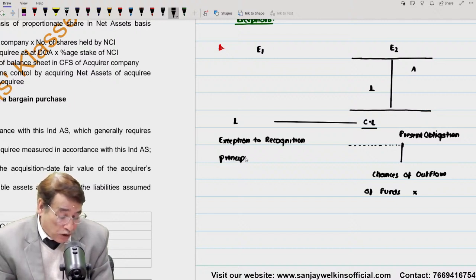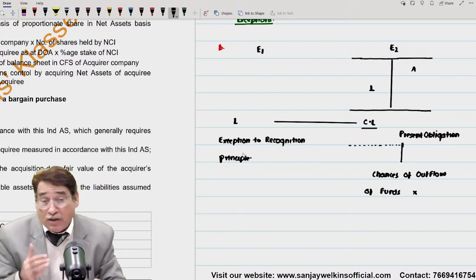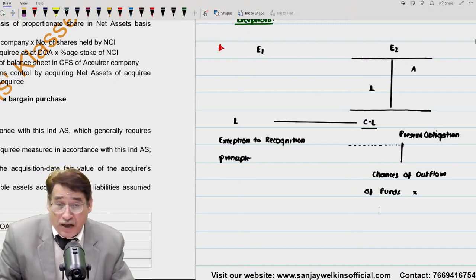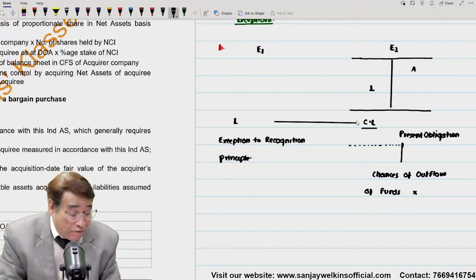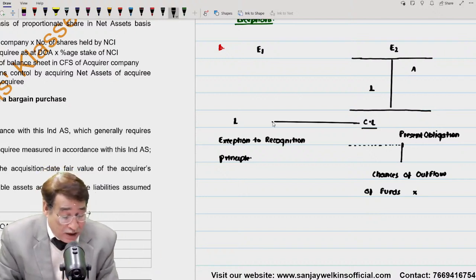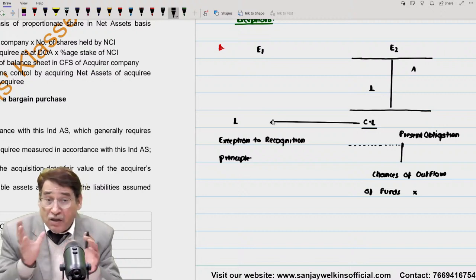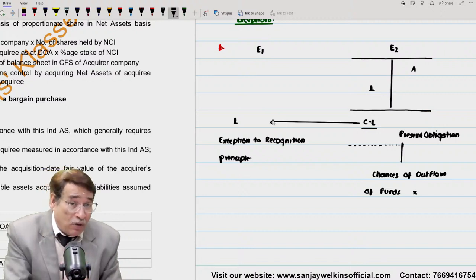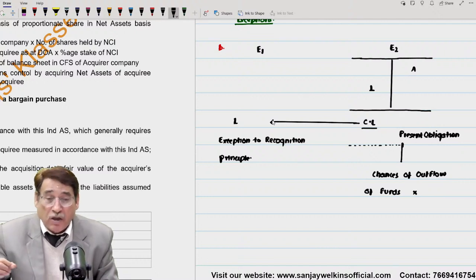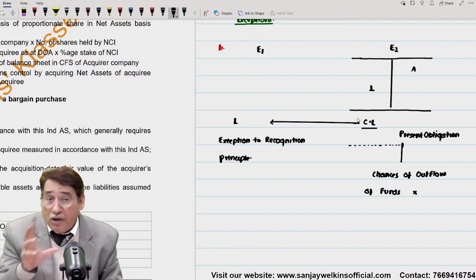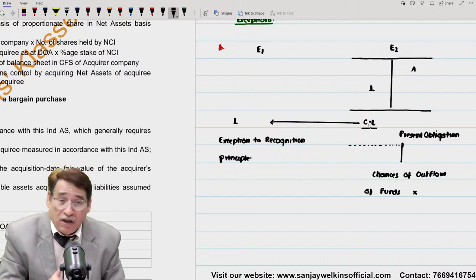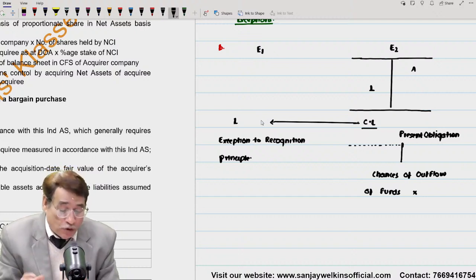So we will have to recognize it as a liability. As you know, contingent liabilities are never recognized as a liability. But still the acquired company will have to recognize this as a liability in its books. Is it clear to you or not? And why it is known as an exception to recognition principle, you should also understand that. Because generally contingent liabilities are not recorded as a liability. They are written generally under the footnote, but we will have to recognize it.